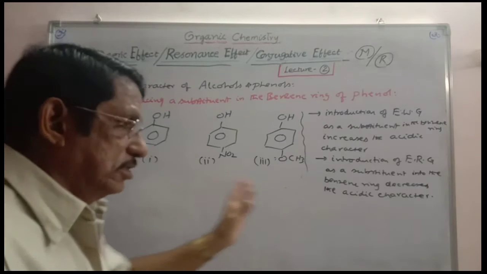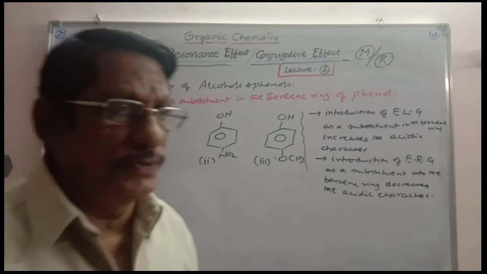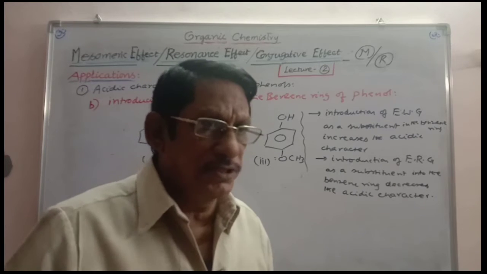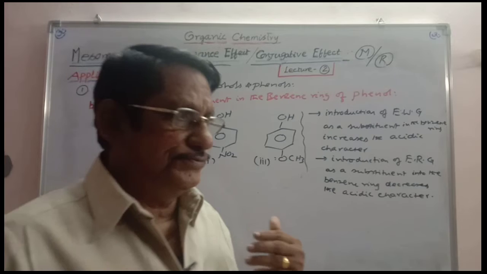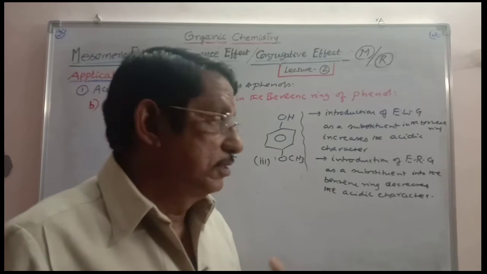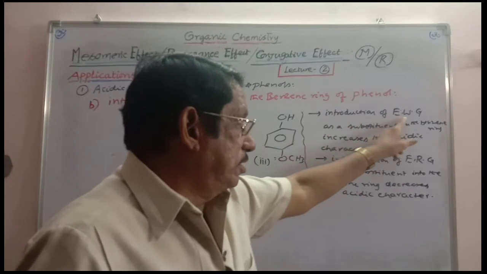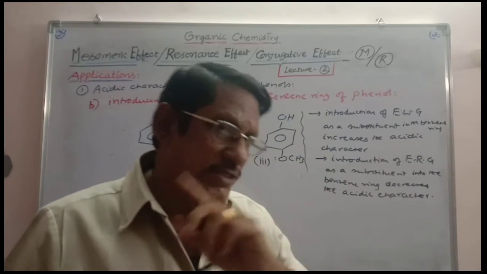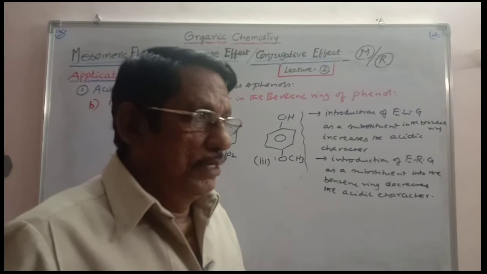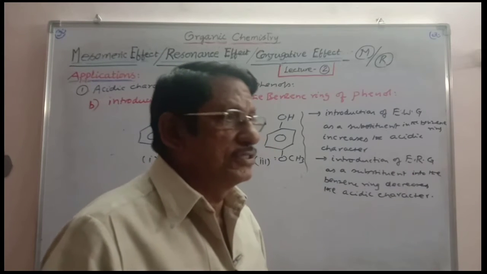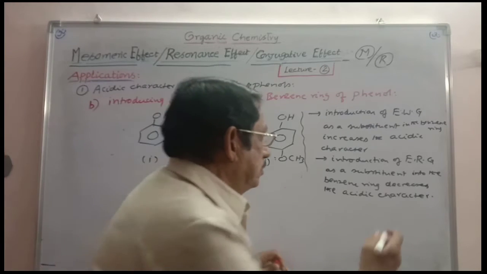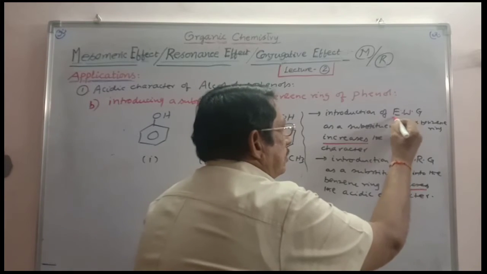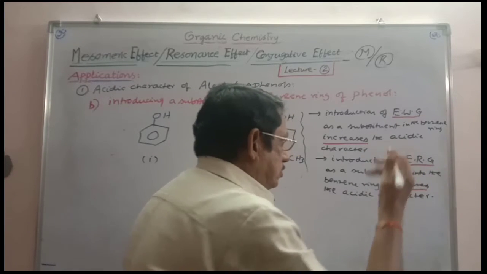Now let us consider the second example, introducing a group into the benzene ring of phenol. What about the acidic character? In general, in the case of acidic characters, whenever an electron withdrawing group is introduced into the benzene ring of phenol, it increases the acidic character. Whenever an electron releasing group is introduced into the benzene ring, it decreases the acidic character. Electron withdrawing group increases, electron releasing group decreases the acidic character.